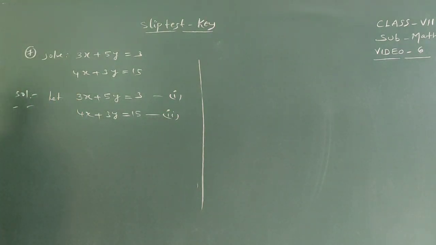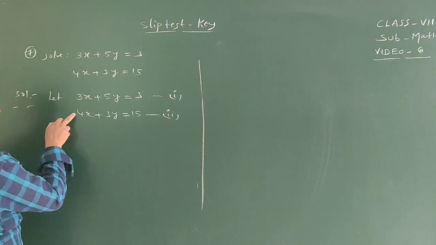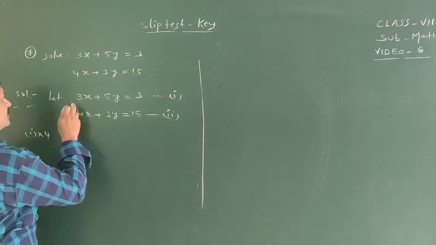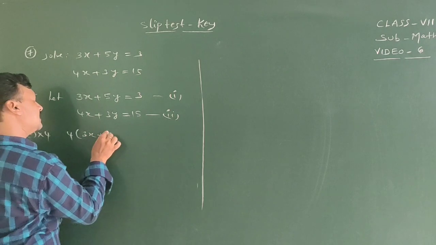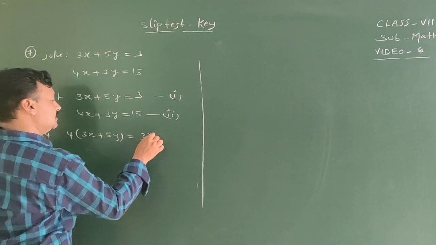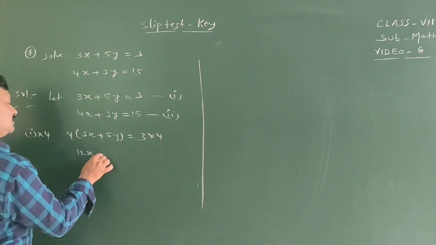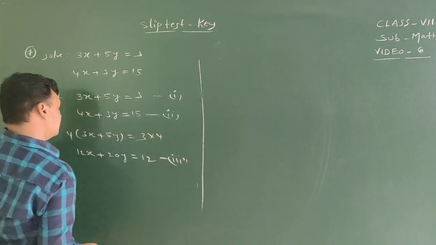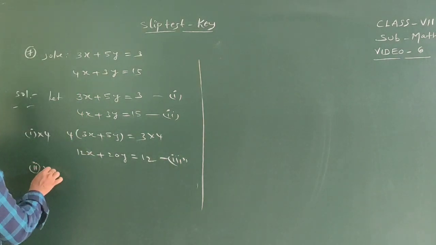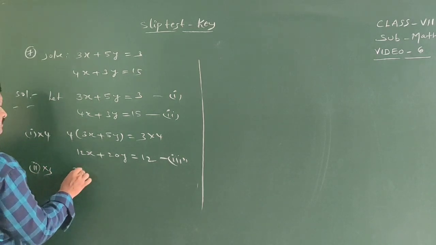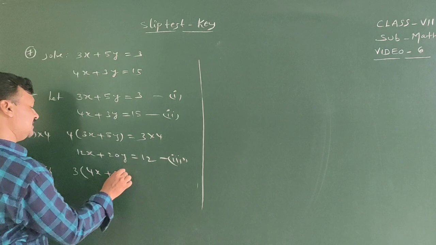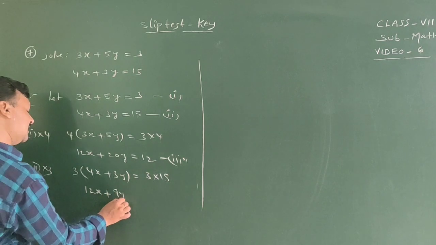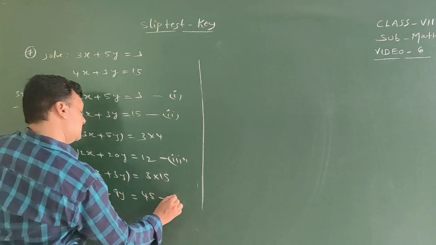Now I will use the elimination method. Here the coefficients are different, 3 and 4, 5 and 3. So equation 1 multiplied by 4. Here it becomes 4 into (3x plus 5y) equal to 3 into 4. Then 12x plus 20y equal to 12. This is the third equation. Next, equation 2 multiplied by 3: 3 into (4x plus 3y) equal to 3 into 15, 12x plus 9y equal to 45. This will be the fourth.